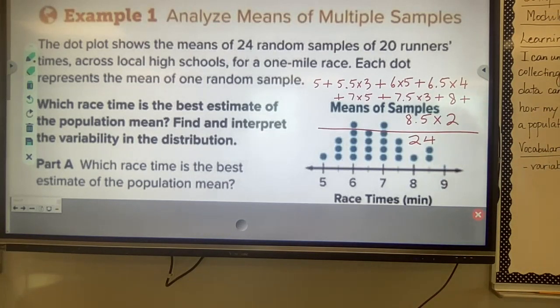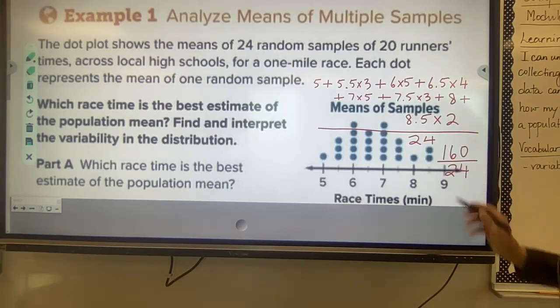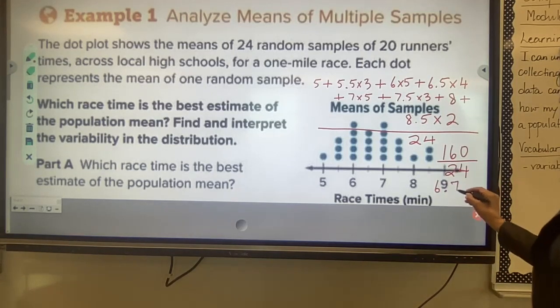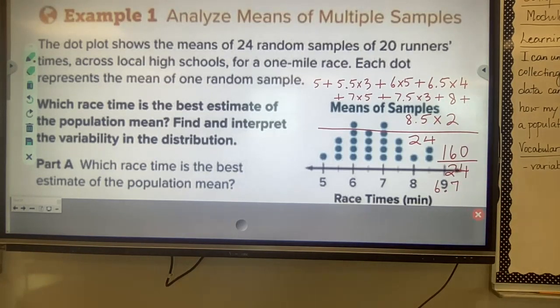Okay, and when I do that, I get 160 divided by 24. And when I find the mean, it is about 6.7. 6 and 7/10 is the mean. Okay, so the mean of the distribution is 6 and 7/10 minutes, which is near where the sample mean seems to pile up. Okay, and this means the mean of the population is likely to be close to 6 and 7/10. And then we find the mean absolute deviation of this.